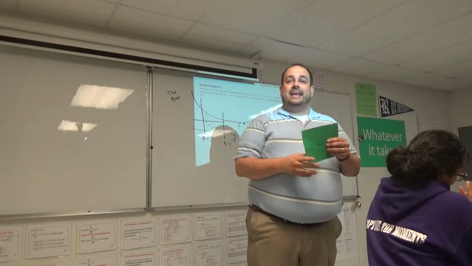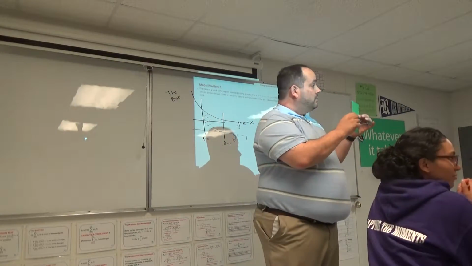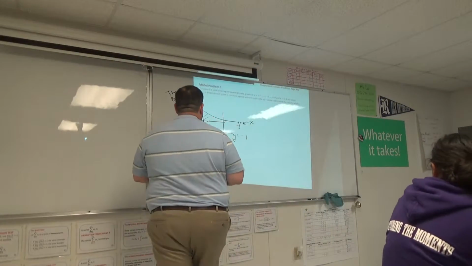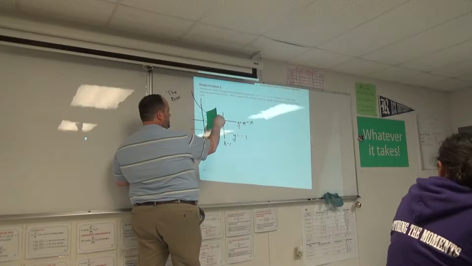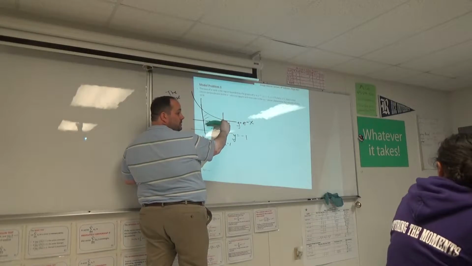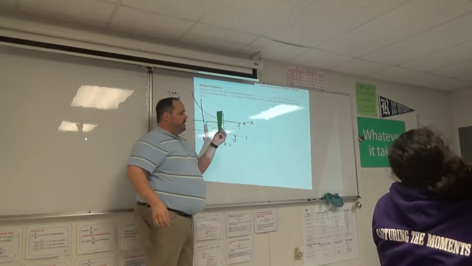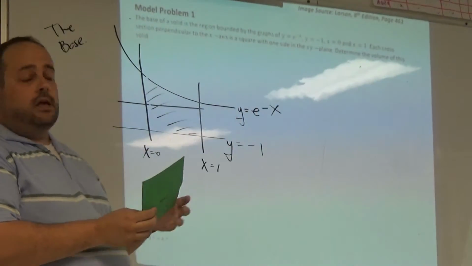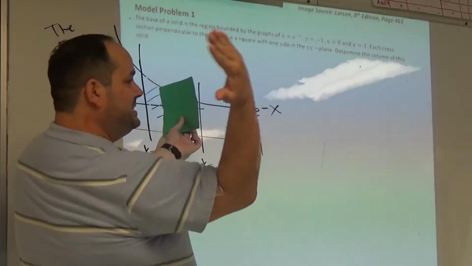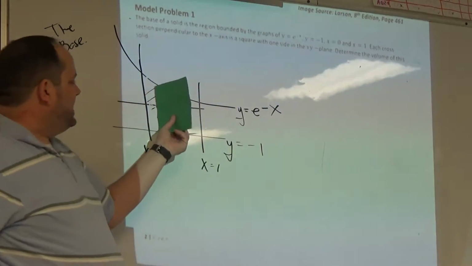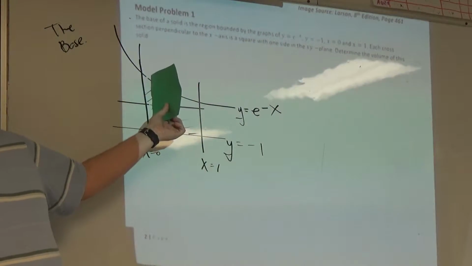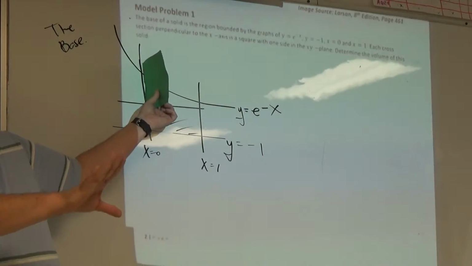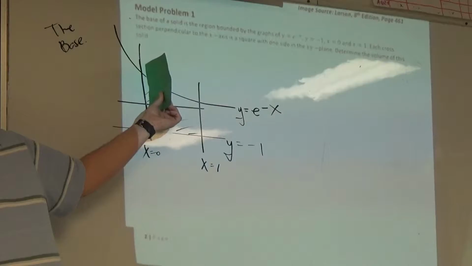Okay, so I need a square cross-section perpendicular to the x-axis. So, this way? It should be this way, right? Here's your x-axis. My cross-section, I'm slicing it this way, perpendicular to the x-axis. The squares are coming out of the board at you. We are not even going to try to draw the three-dimensional object here.